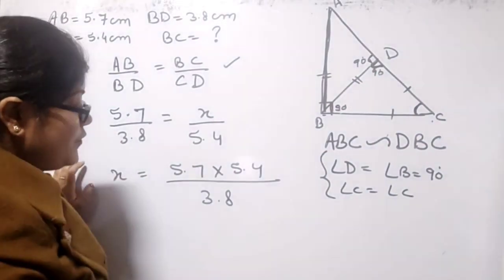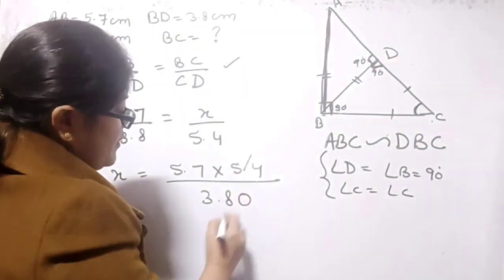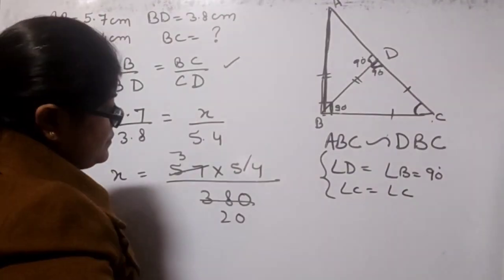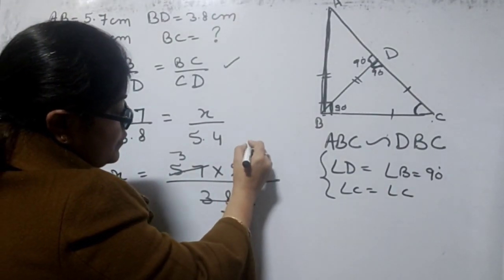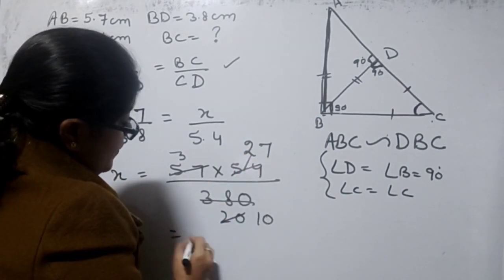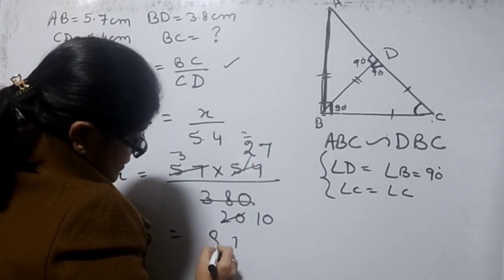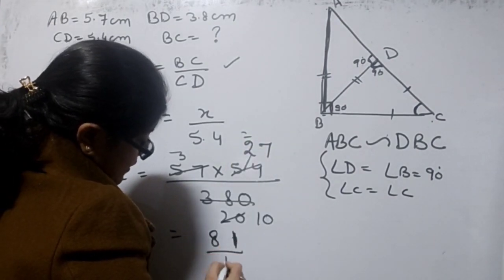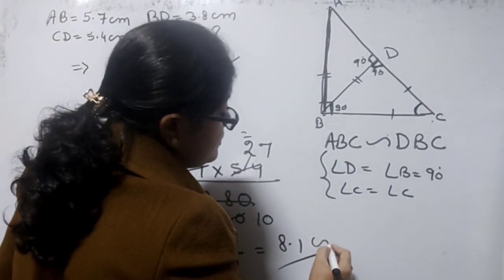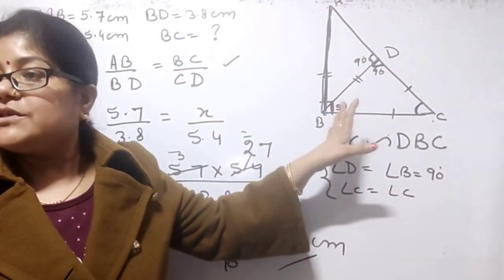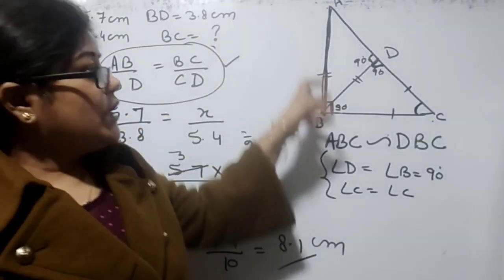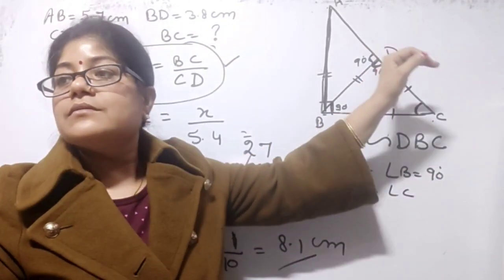So, decimals are removed. 19 3s are 57, 19 2s are 38. Now, 2 2s are 4, 2 7s are 14, 2 10s are 20. 3 7s are 21, 3 2s are 6, 7, 8. That is 81 over 10 and we are left with 8.1 centimeter. So, if this type of question is there, you just remember this ratio: AB over BD and BC over CD.